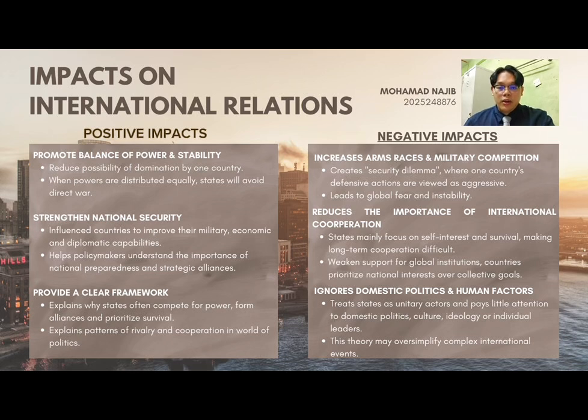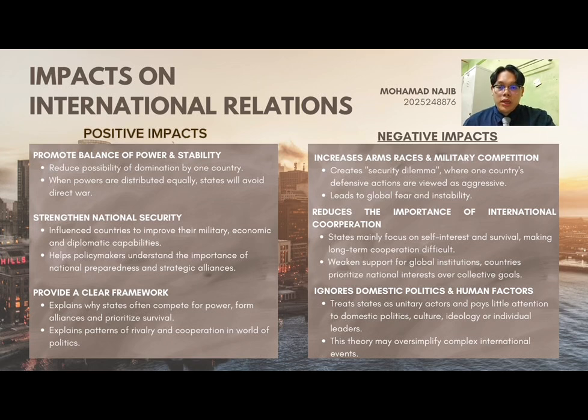Another positive impact of neorealism is that it offers a simple and systematic framework for analyzing international relations. The theory explains why states often compete for power, form alliances, and prioritize survival. Scholars and policymakers use neorealism to study conflicts, security dilemmas, and global power structures. The theory remains influential because it helps explain patterns of rivalry and cooperation in the world of politics.